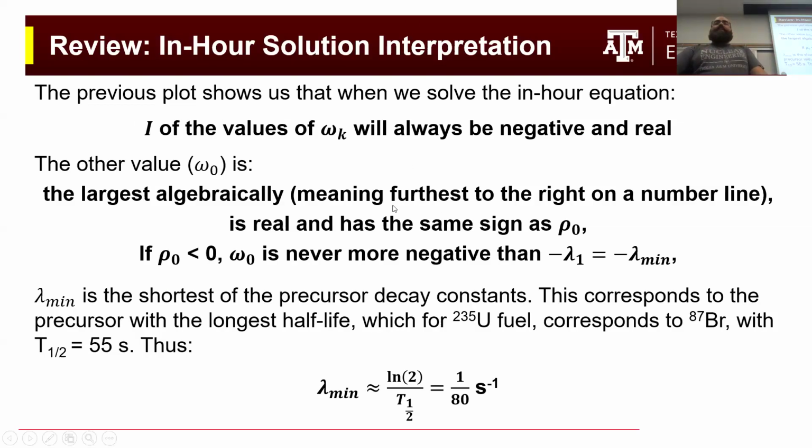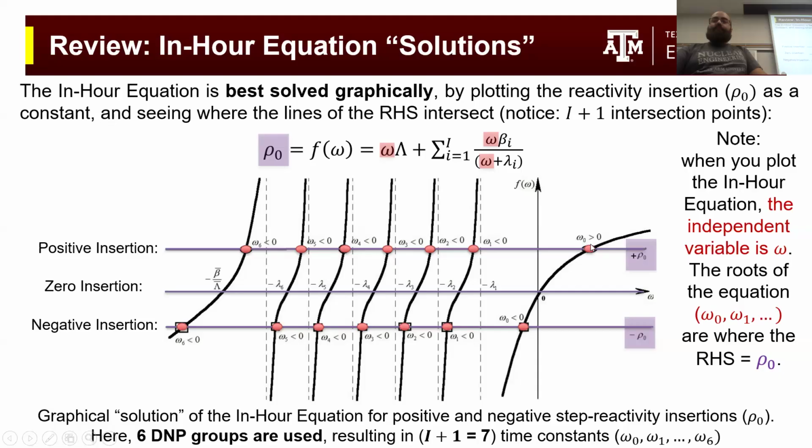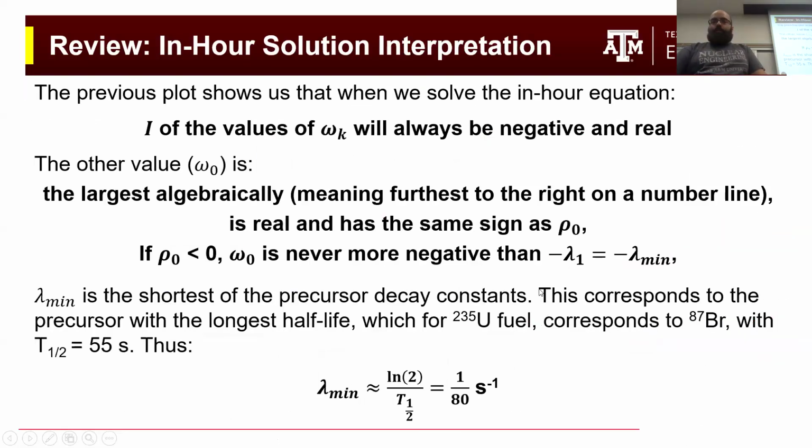The takeaway from that plot is that I of those omega k's are always going to be negative and real. And then the algebraically largest one, which we denote as omega zero, is always real and has the same sign as that reactivity insertion. When the insertion was positive, the value of this time constant was a positive omega value. When the reactivity insertion was negative, the value of this omega zero time constant was a negative omega value. And if the reactivity insertion was zero, then that omega zero would be zero.